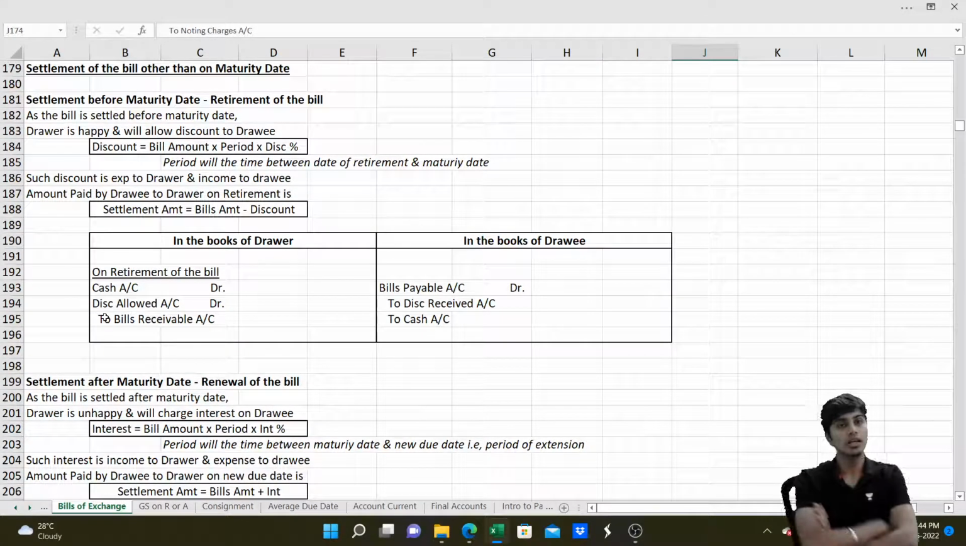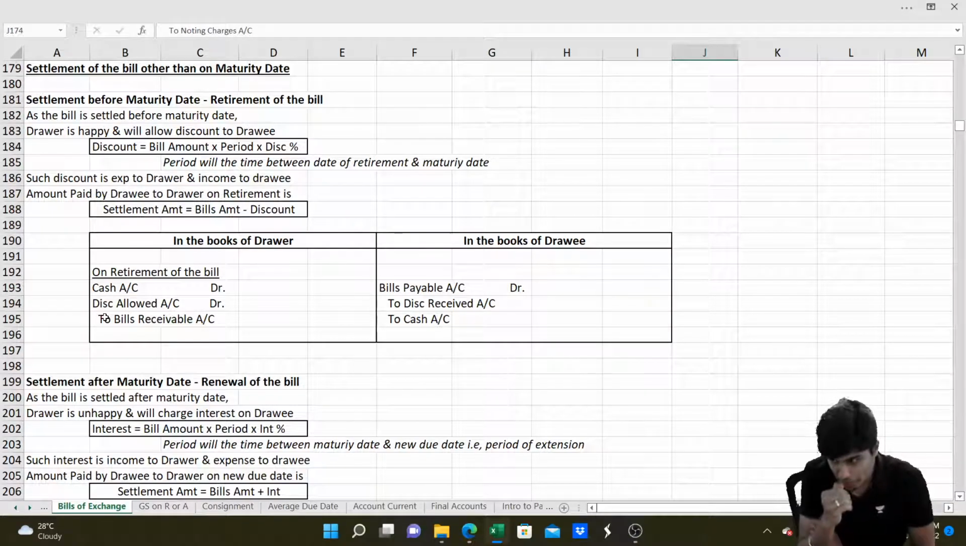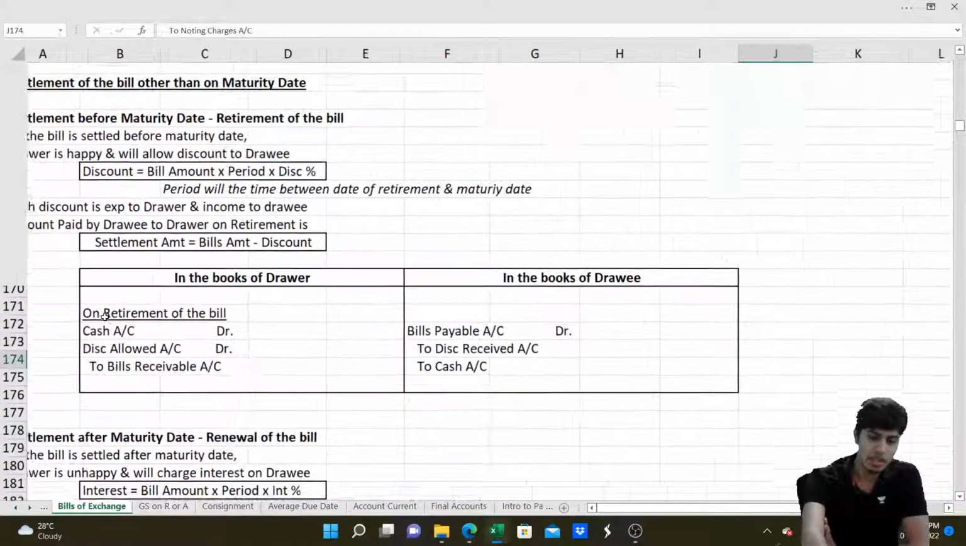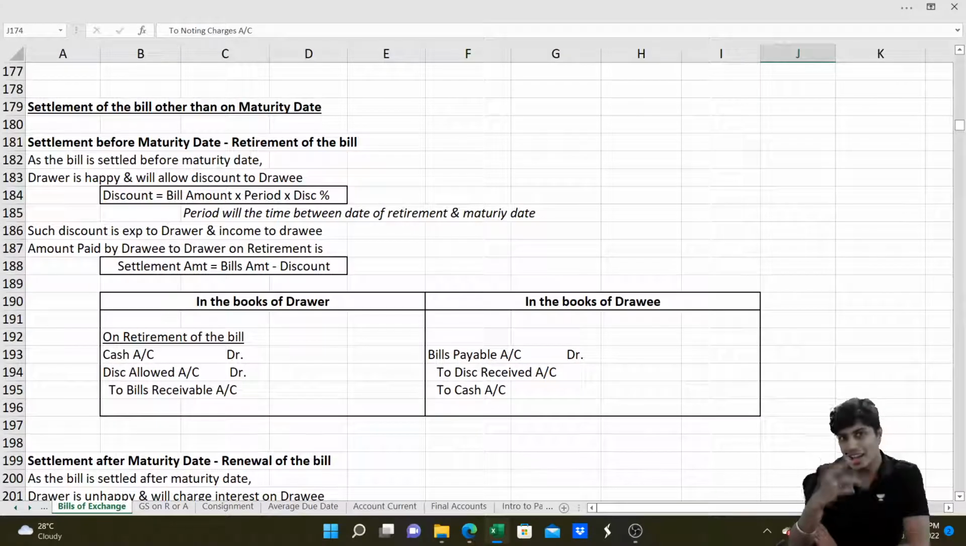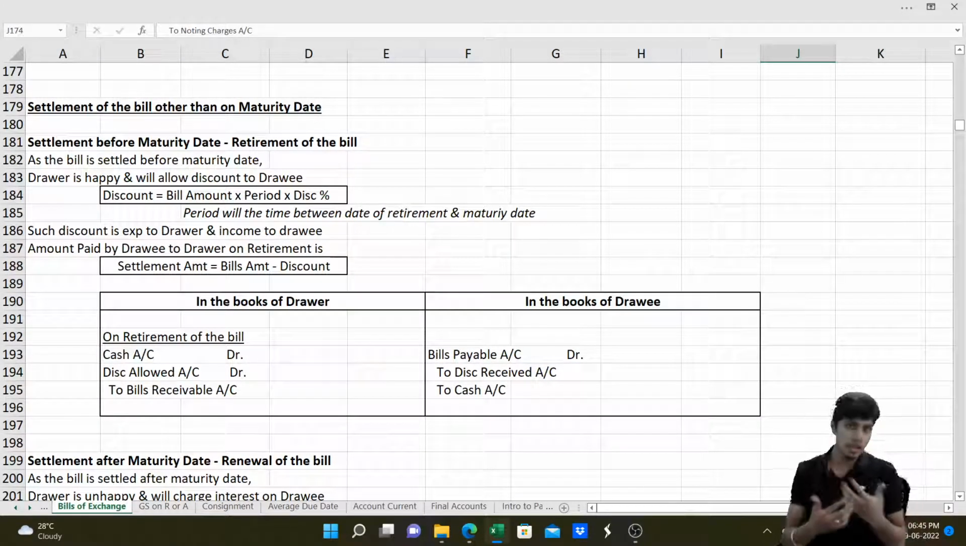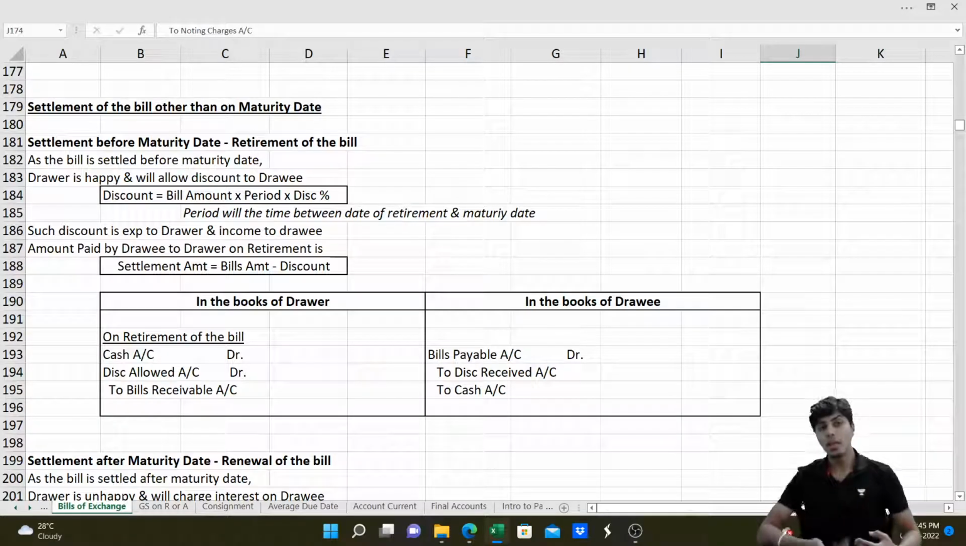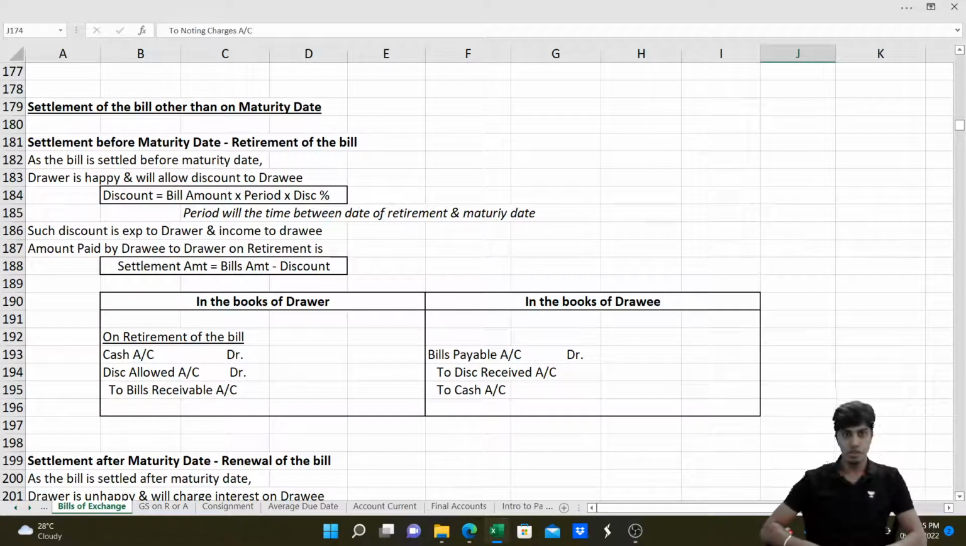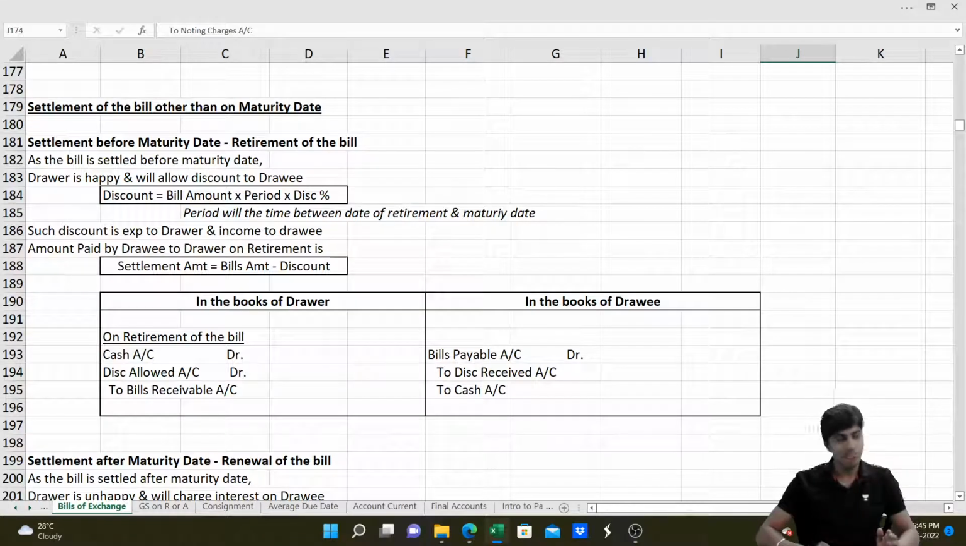Settlement of the bill. Now we have pre-agreed upon the bill period which will take us to a maturity date or a due date, or we have pre-agreed the due date or maturity date also. So the settlement has to happen on that day. However, on mutual agreement, I and my drawee can agree to settle the bill before the maturity date or after the maturity date, but not on the maturity date. If we agree to settle it before maturity date, he is willing to pay, I am willing to receive, it is called retirement of the bill.